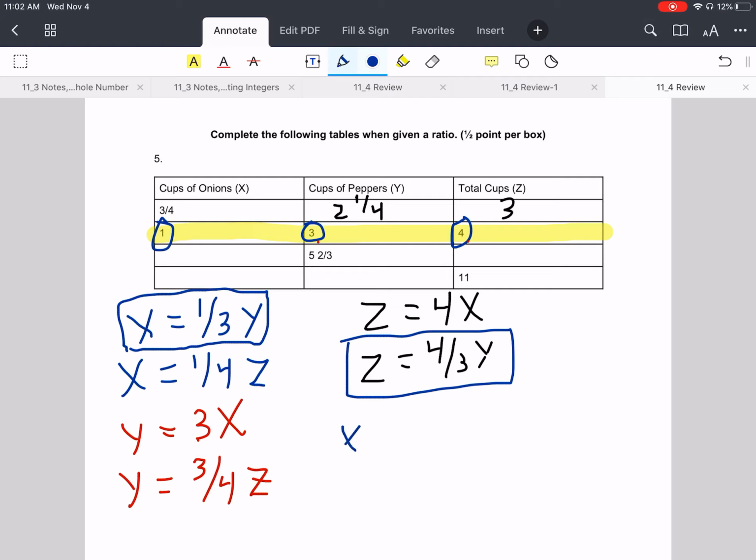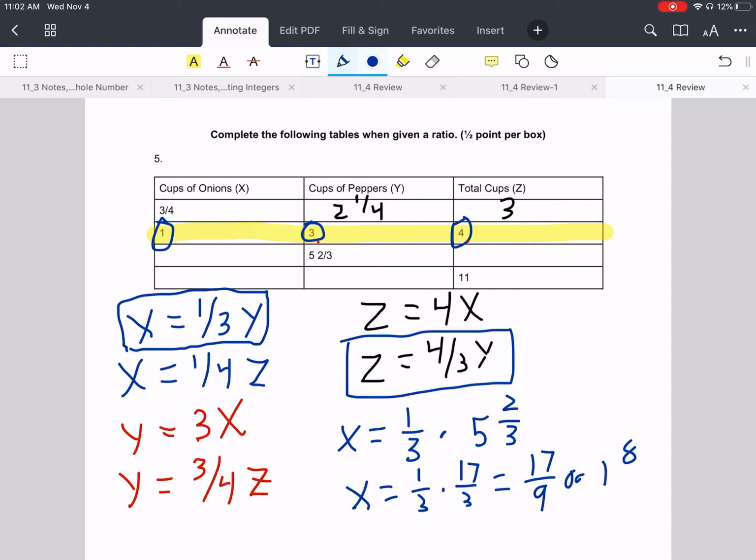So x equals 1/3 of 5 2/3, which means x equals 1/3 times 17/3, which equals 17/9, or 1 8/9. So 1 8/9.